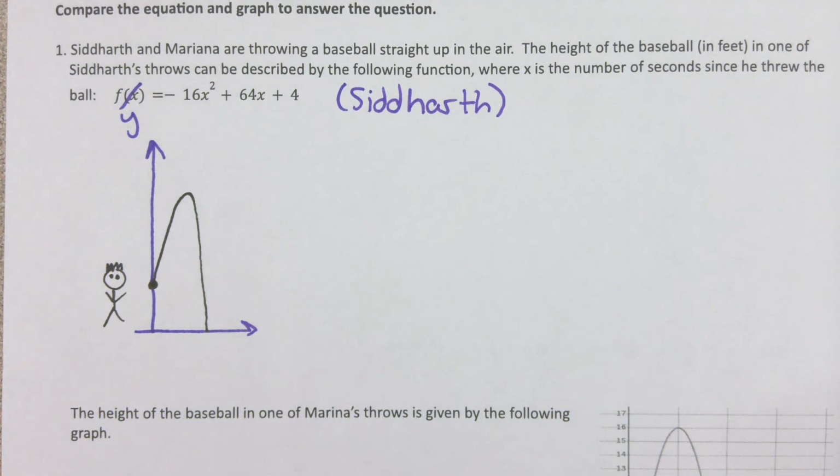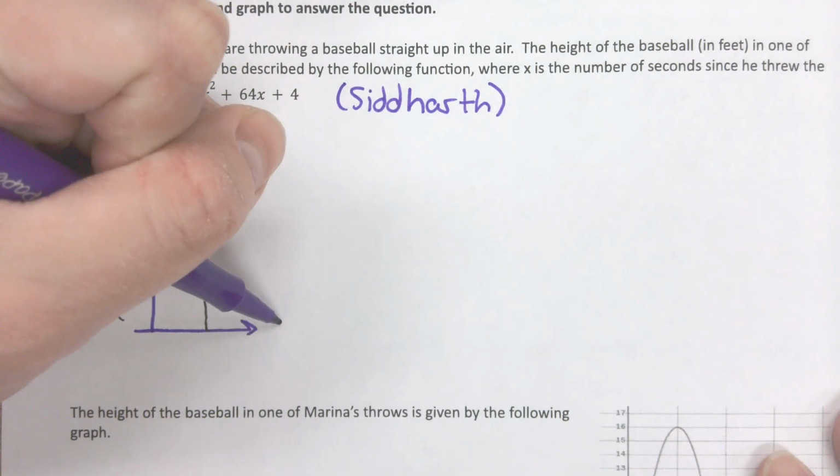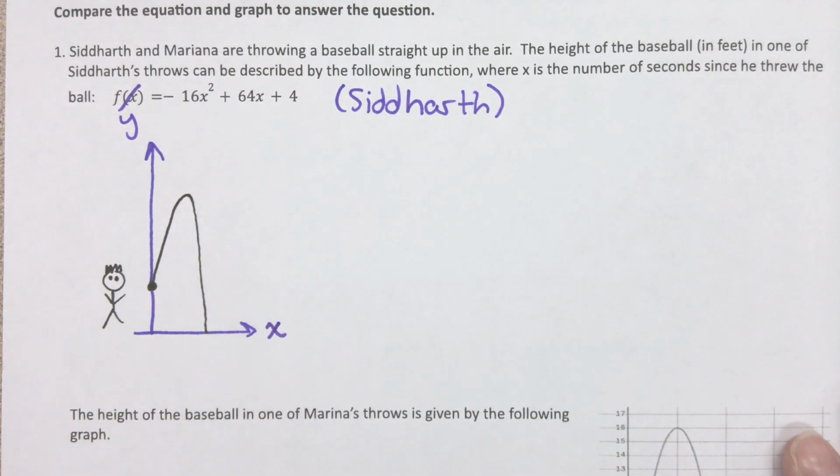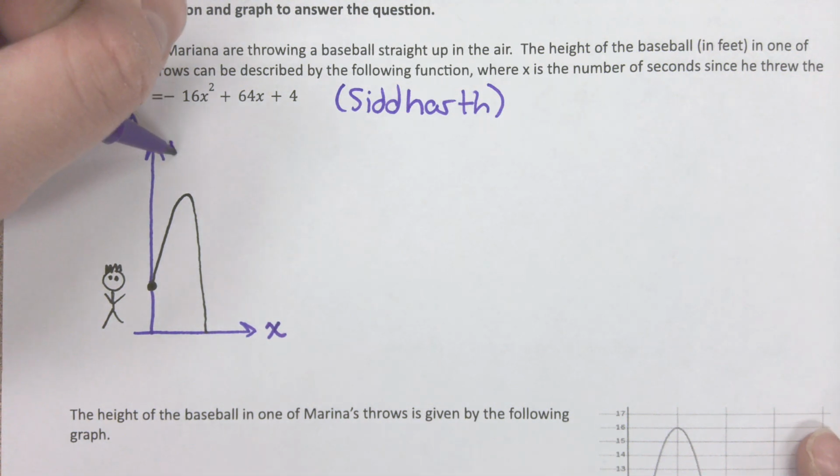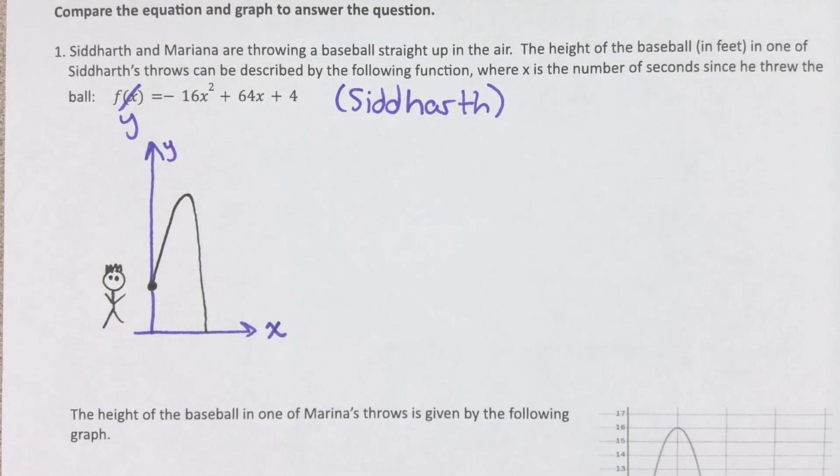This time our equation just has x and y, so the x and y axes are the x and y axes. There's no h and t this time. We'll come back to this drawing in a moment.